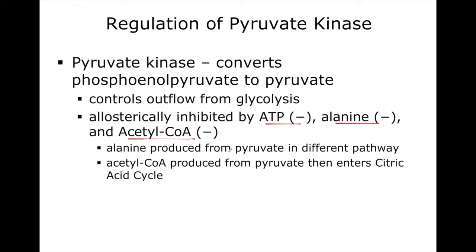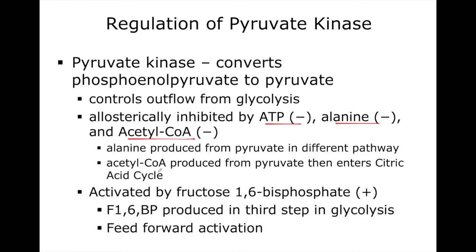Alanine is not only an amino acid, but it's produced from pyruvate in a different pathway. So pyruvate can, through a different pathway, be used as a precursor for alanine. And as I mentioned, acetyl-CoA, we'll look at that in more detail, but it basically is a molecule that enters into the citric acid cycle.